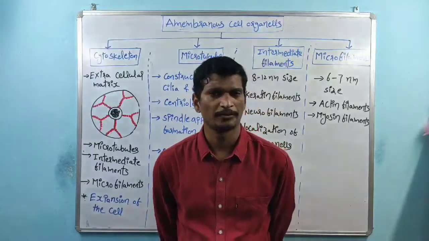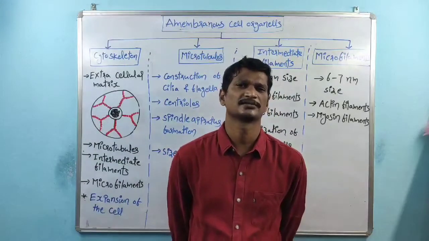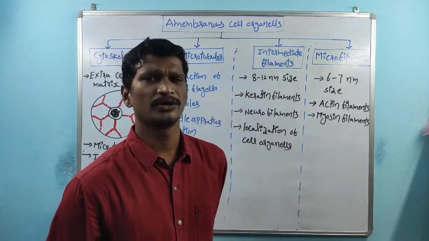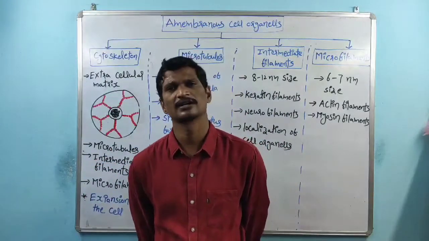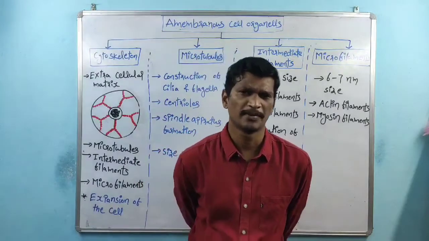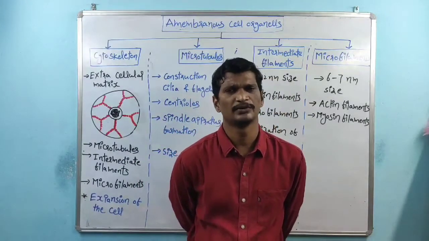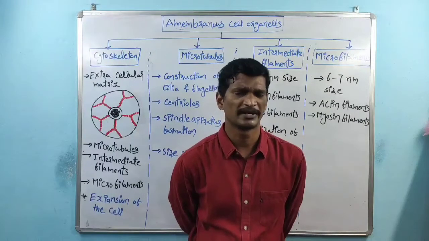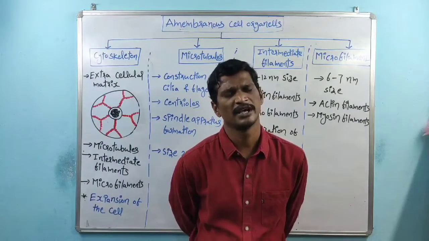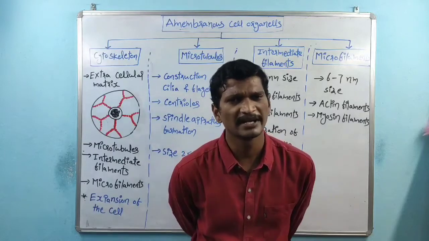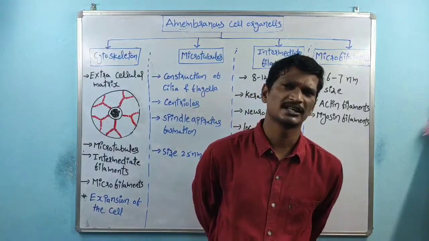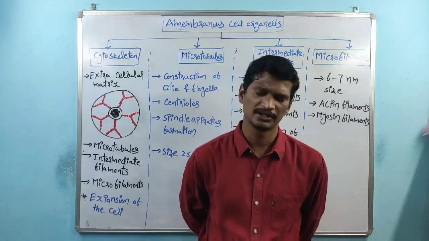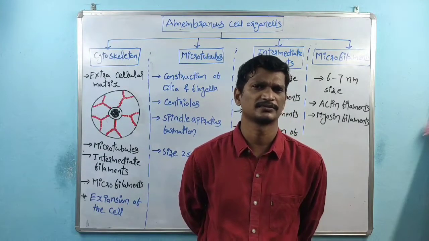Today's topic is amembranous cell organelles. We will discuss the amembranous cell organelles. What is an amembranous cell organelle? Around the cell organelle, the membrane is absent. We know about the ribosome. Around the ribosome, the membrane is absent. So ribosomes are amembranous structures. In the same manner, there is a group of organelles which do not have a membrane. These are called amembranous structures.